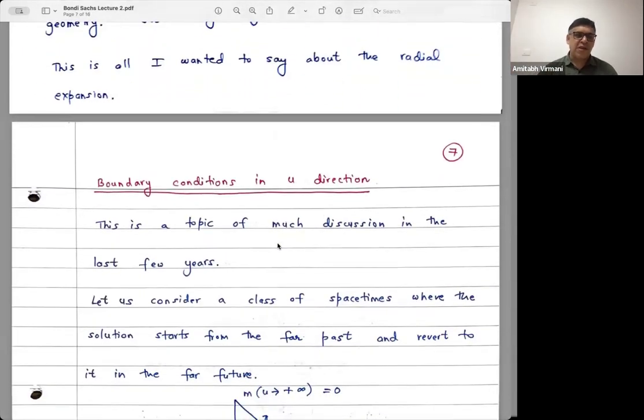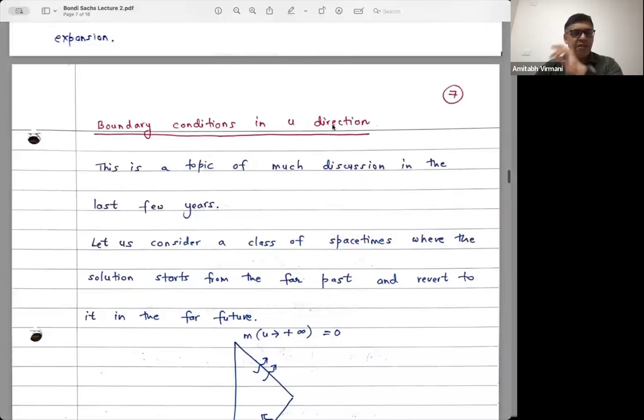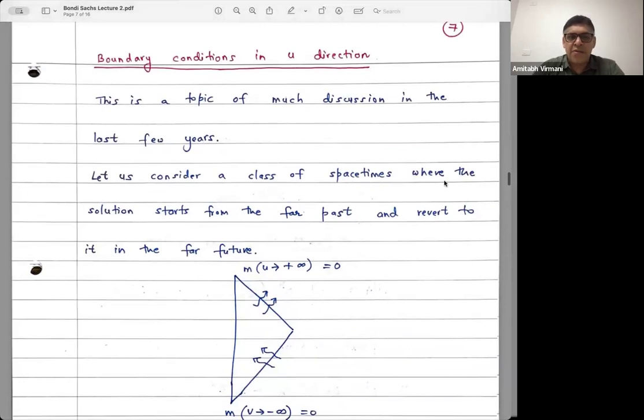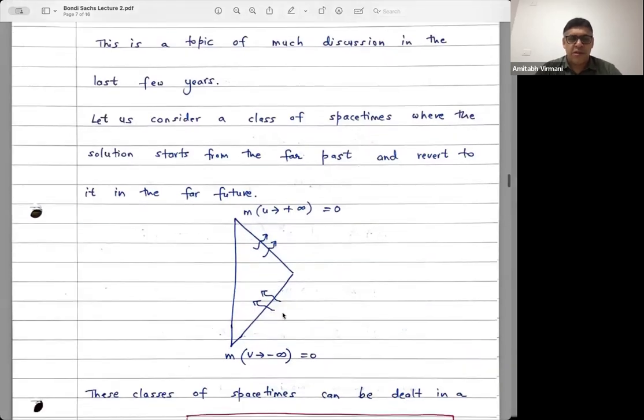this is all I wanted to say about the basics of Bondi-Sachs. Now I'm moving into more research directions. Okay, so boundary conditions in the U direction. This is one topic which is much discussed in the literature over the last few years. So physically, what is happening? Let us consider a class of spacetimes where the solution starts from flat space in the far past and goes back to flat space in the far future. Okay, so this is the situation.